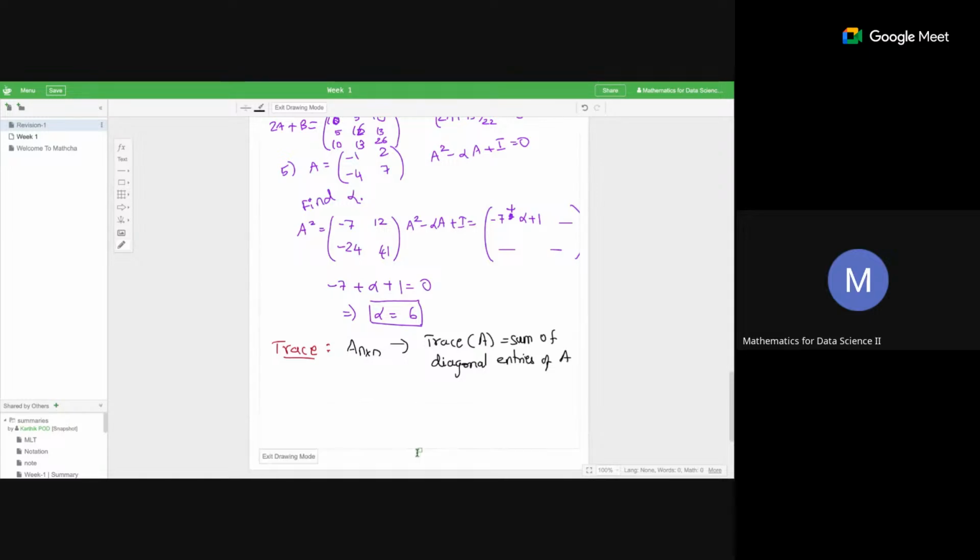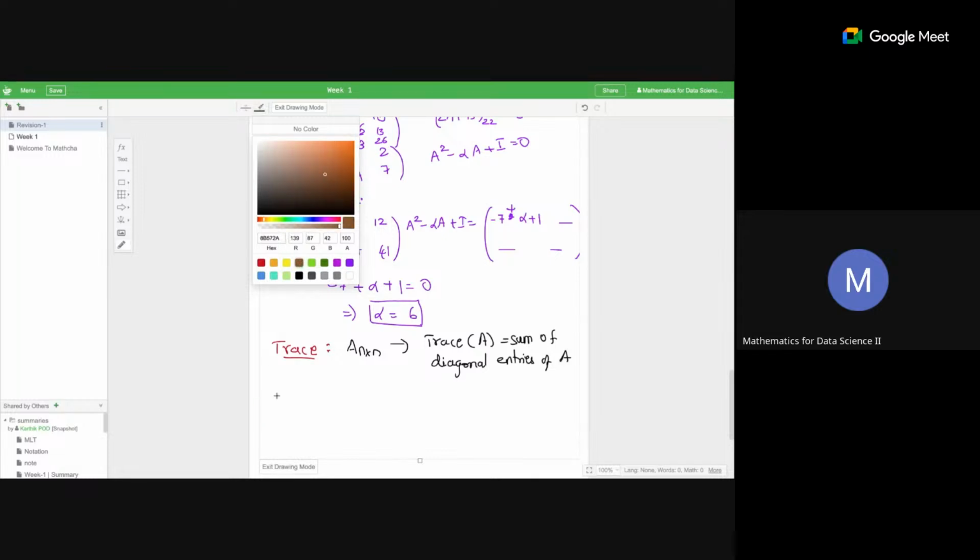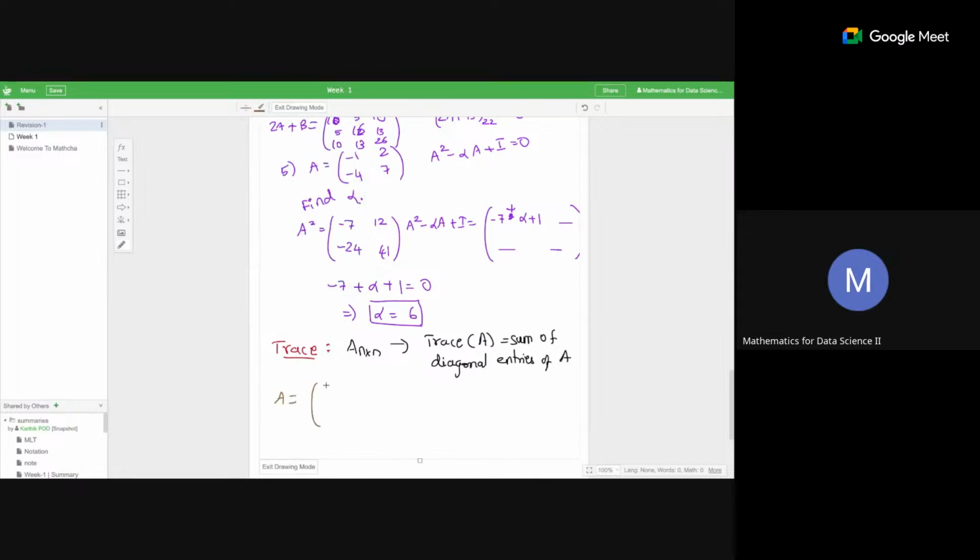Okay. So I will give you a matrix. You tell me what is the trace of the matrix. So let us say you have a matrix. What is the trace of A? Can you tell me? 2. Right? Minus 1 plus 3 is 2.